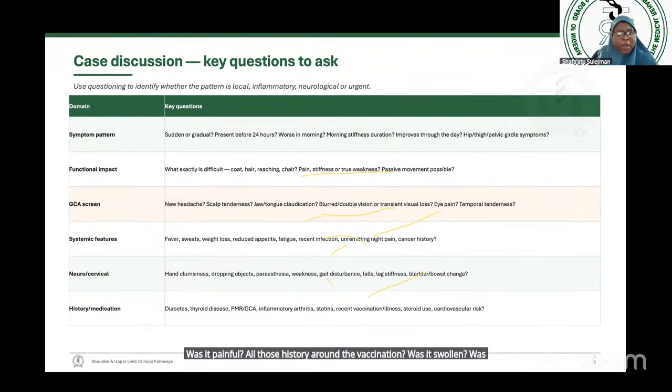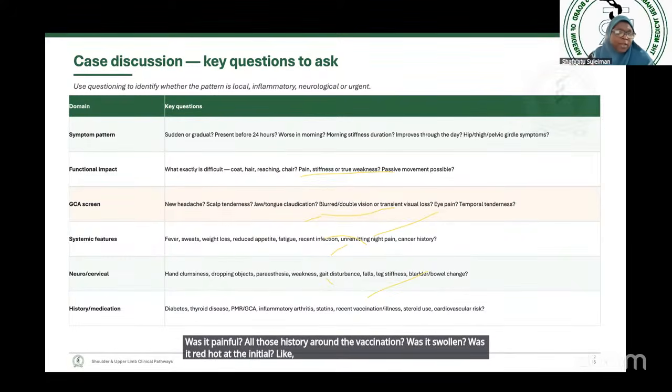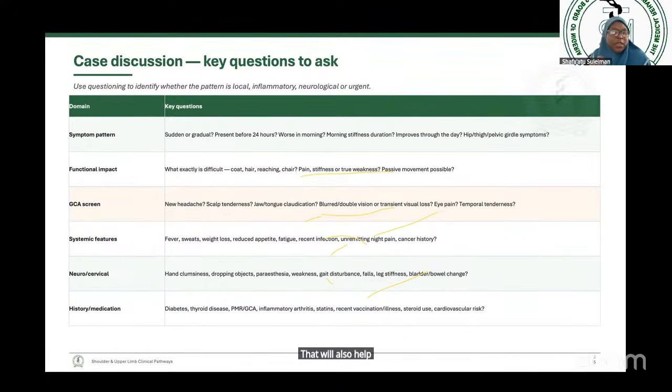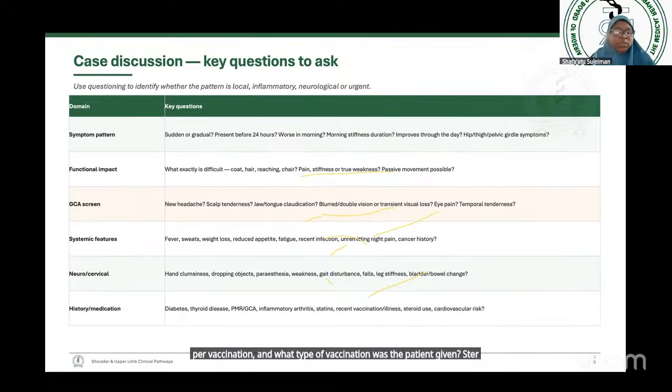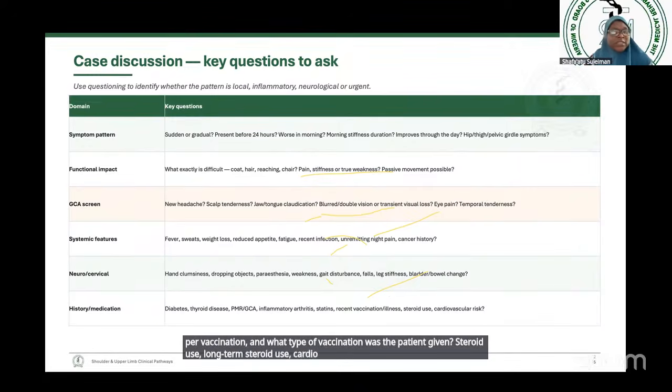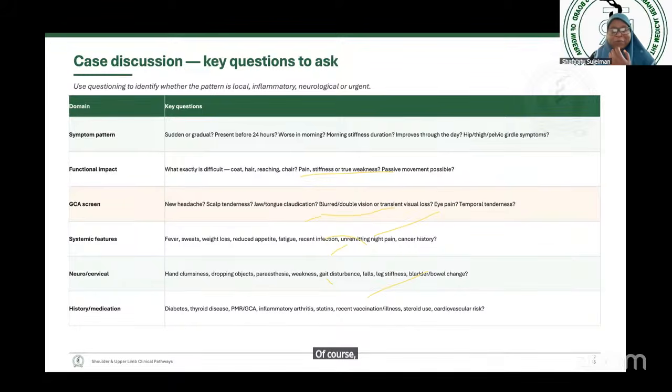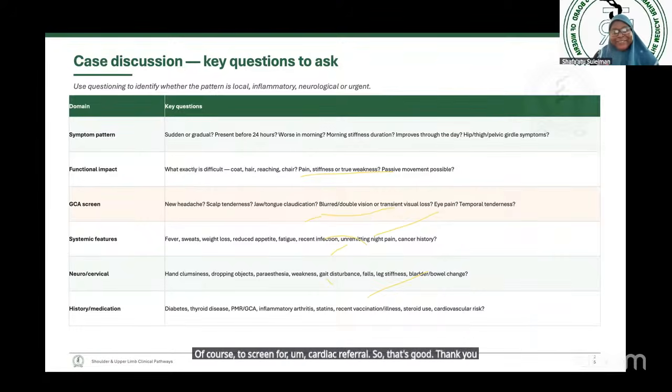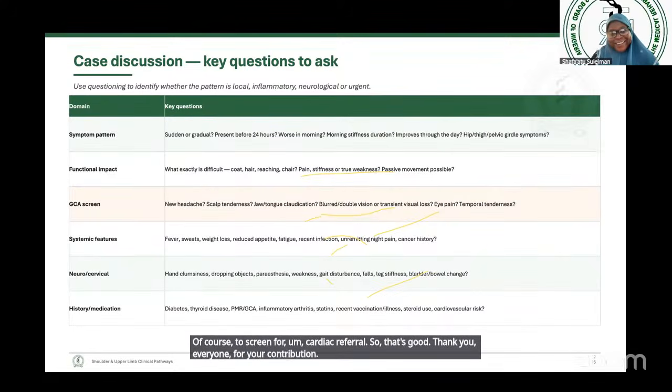Was it red hot at the initial? That will also help screen for any infection per vaccination. And what type of vaccination was the patient given? Steroid use, long-term steroid use, and cardiovascular risk factors, of course, to screen for cardiac referral. So that's good. Thank you everyone for your contribution.